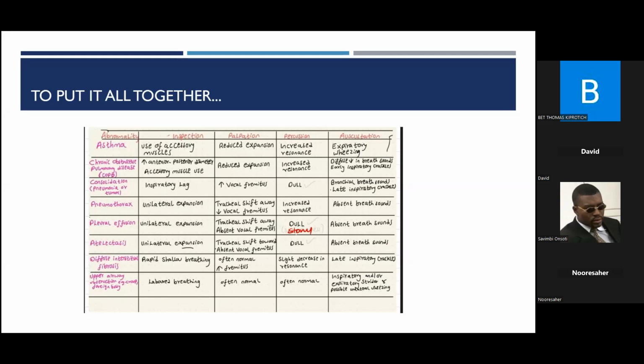Other conditions like COPD, you'd notice an increased anteroposterior diameter, better known as a barrel chest. You'll know it when you see it. And then you might also notice use of accessory muscles, reduced chest expansion, increased resonance, diffuse breath sounds, and inspiratory crackles.